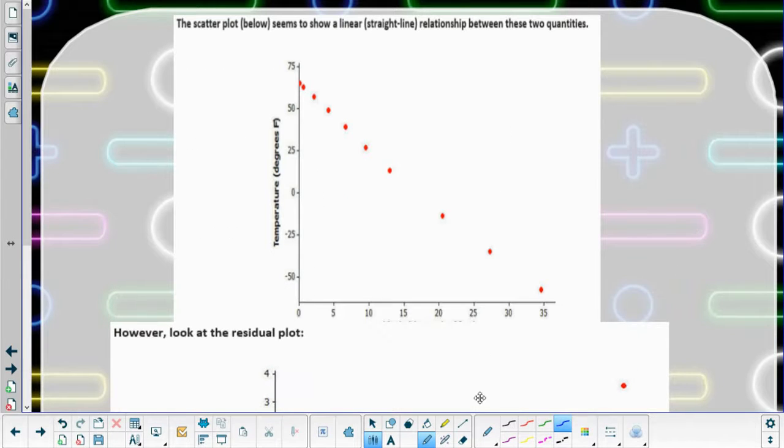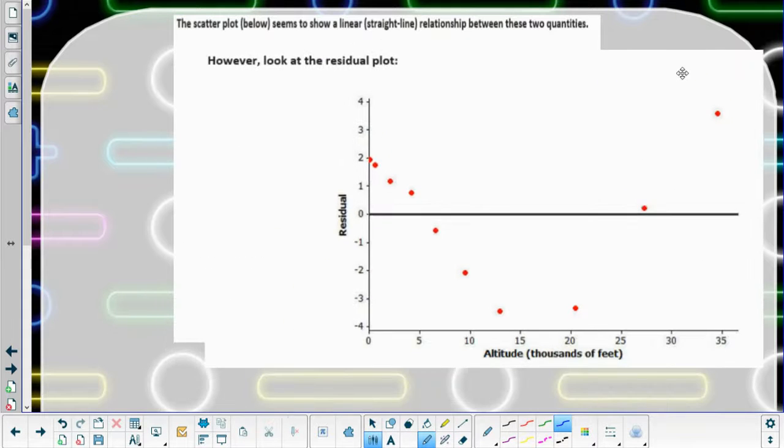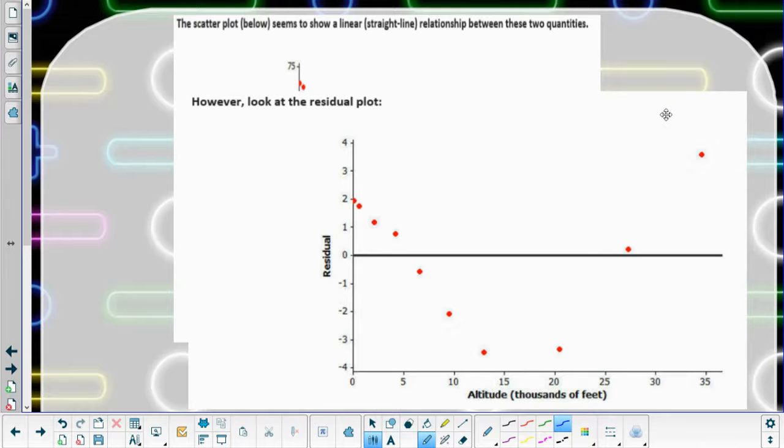So just be careful. That's why we look at residuals, because the residuals give us a closer look at the actual values and see whether they are linear or not and whether they are a good fit.